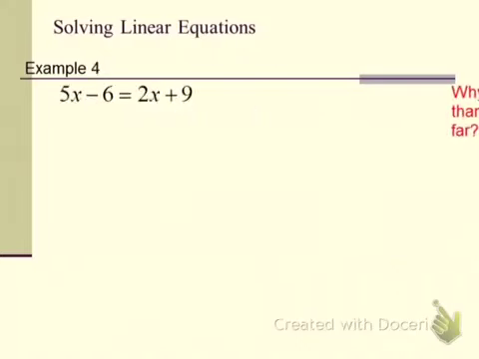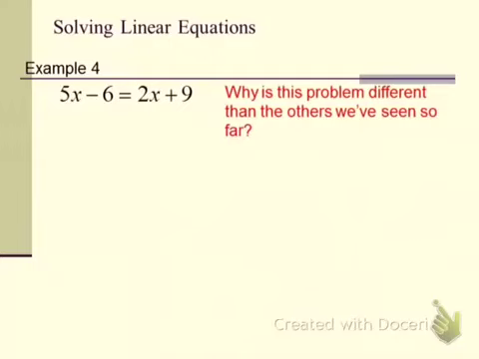Okay? Let's have a look at something that's a little bit more difficult. Write this one down. 5x minus 6 equals 2x plus 9. Now, what's different about this equation is that I have a variable on both sides. And this is where it starts to get a little bit tricky. If you don't do things in the correct order, the equation can be difficult.